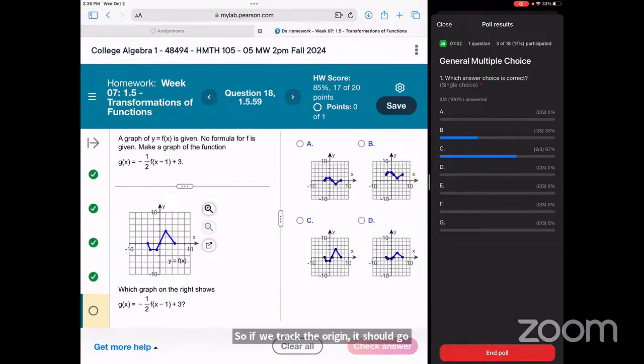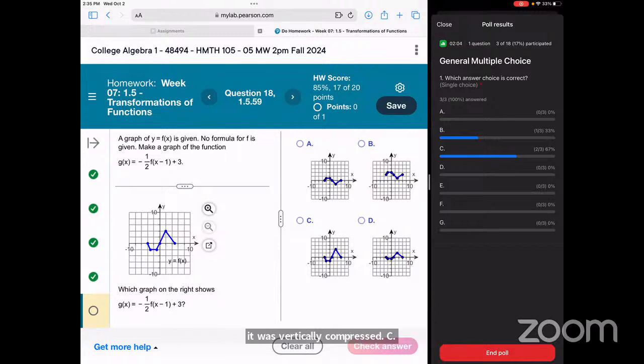Okay, it looks like they all went to the right by 1, so that doesn't help us. The next one we want to consider is the 1/2. We multiplied the outside by 1/2. That's going to cause a vertical change, and following our intuition, it should cause a vertical compression by a factor of 1/2. So it should get smushed. Okay, so I think that eliminates C. C doesn't look like it was vertically compressed, right? So I'm going to eliminate C.